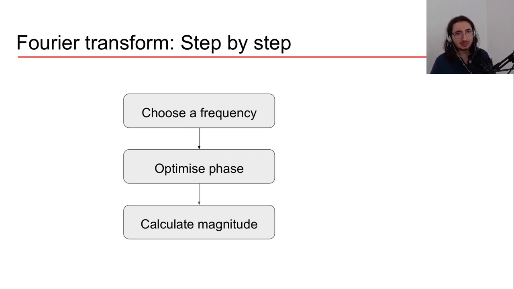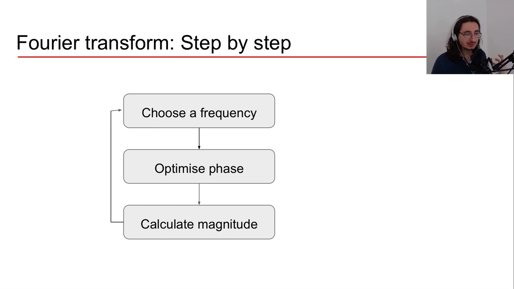And the magnitude is basically the similarity, or in other words, the positive area of the combined signal minus the negative area. Okay? But this is just for one single frequency. In a Fourier transform, we have to try and do this for all possible frequencies in the real set. Okay? So we start with a frequency, then we do the same steps for the next frequency, and we move on and on and on.